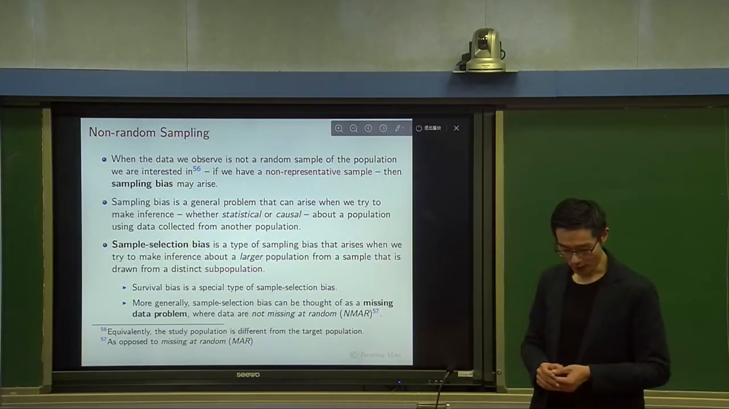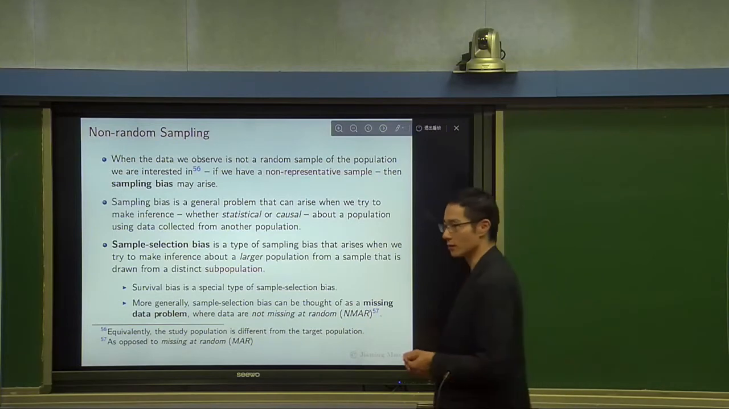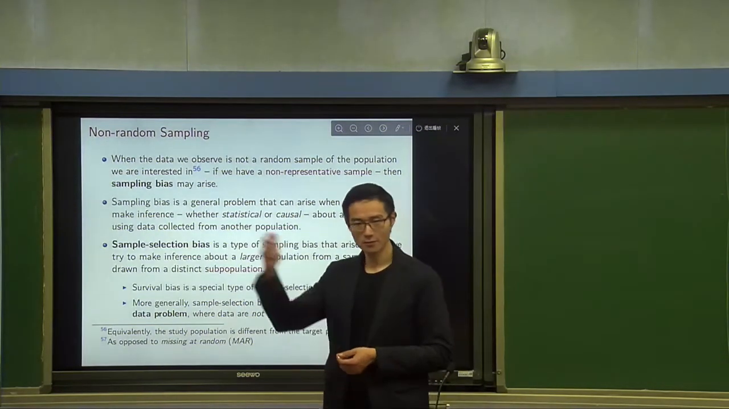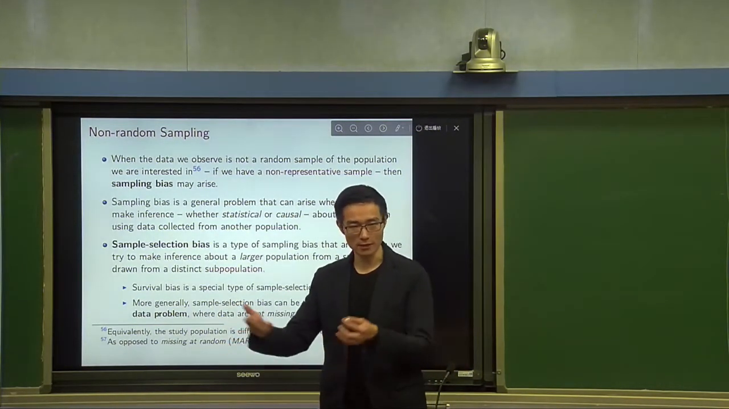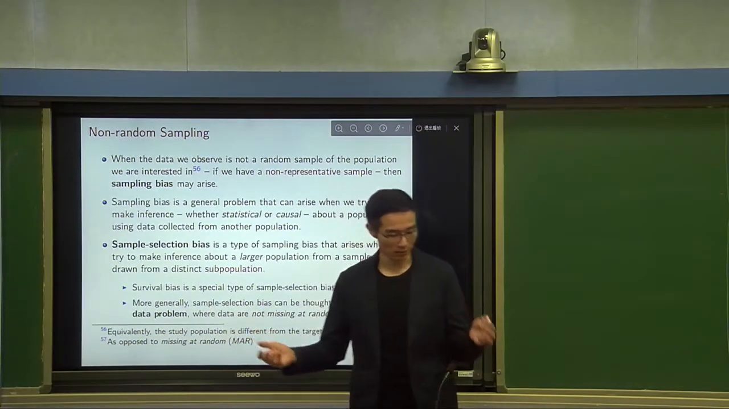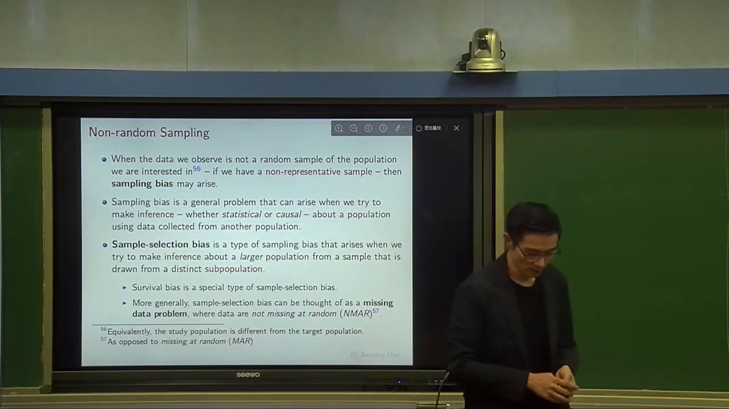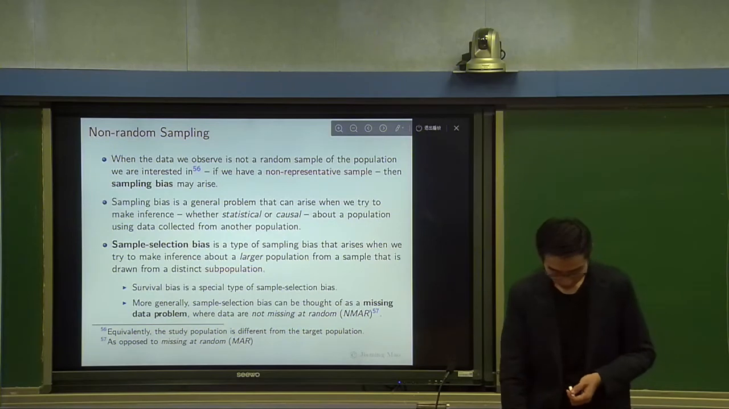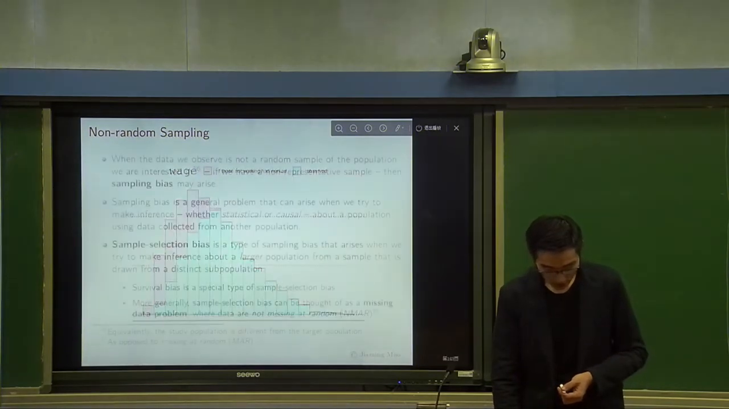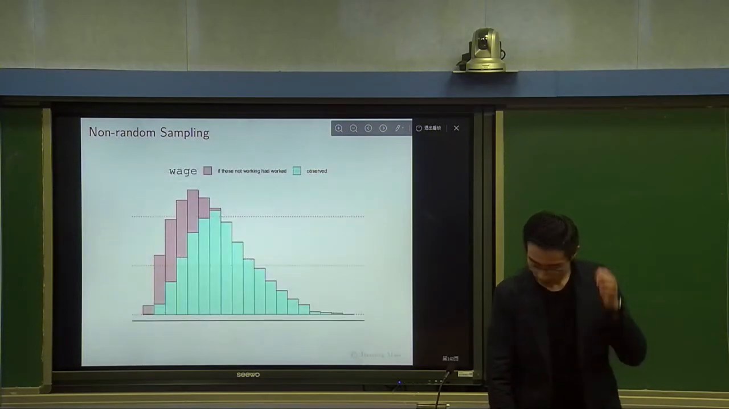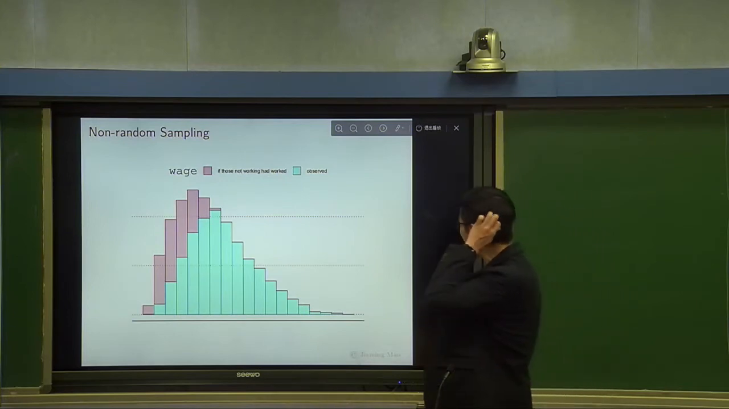You can also think about sample selection bias as a missing data problem. You're interested in the large population, but the data is missing. A large part of the population is missing because we only see a subset. So sample selection bias. So this will be an example.